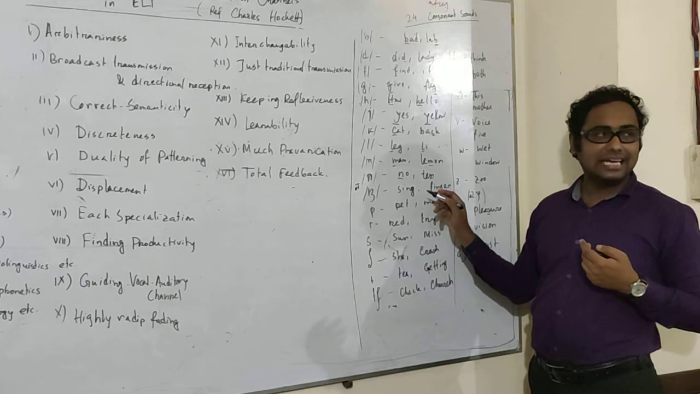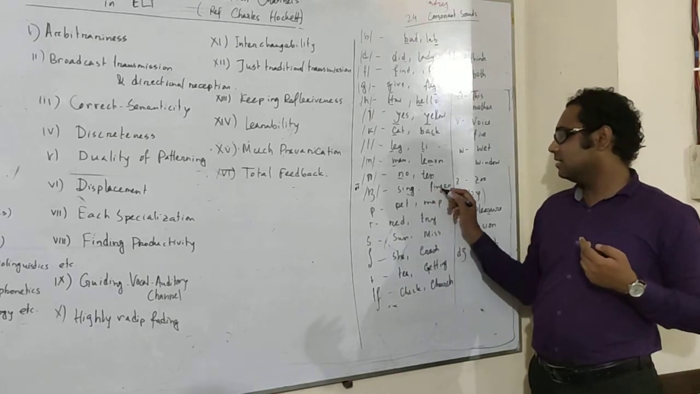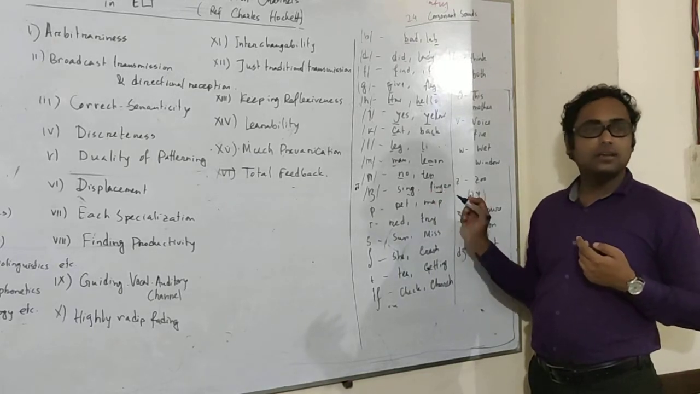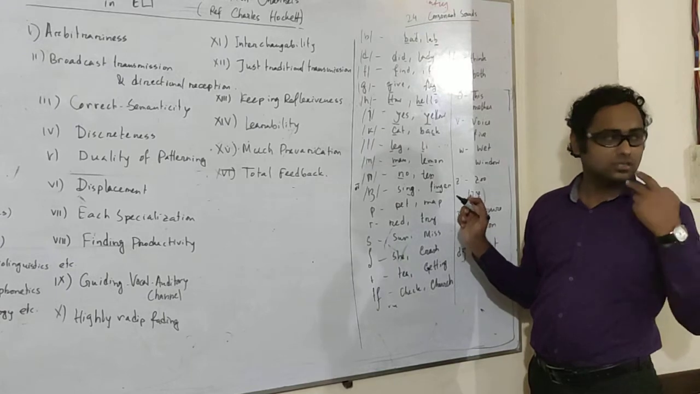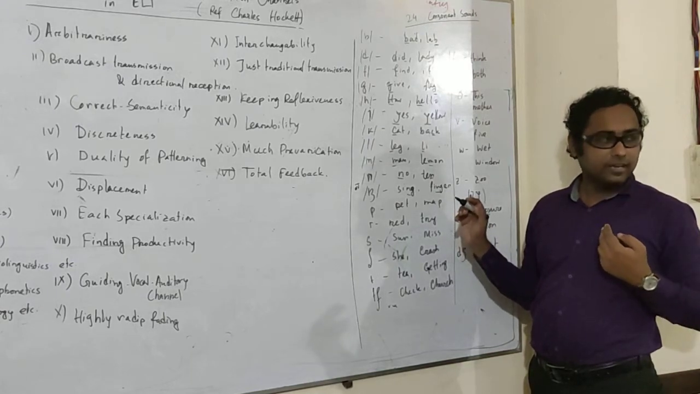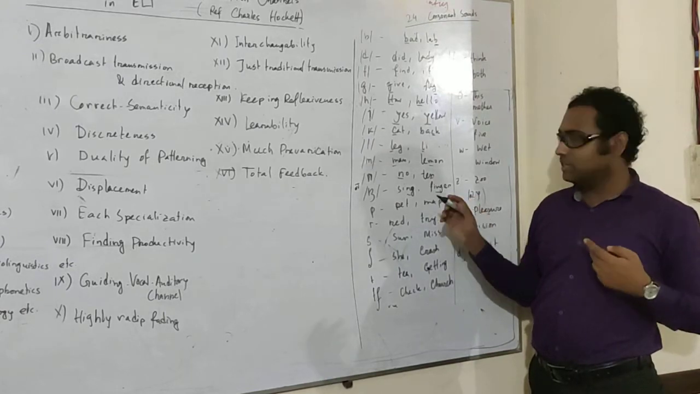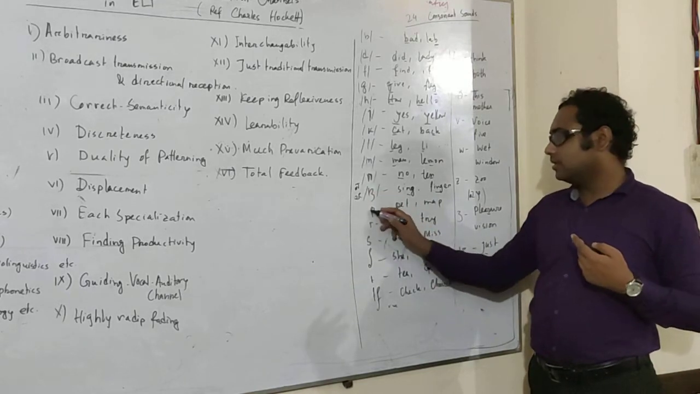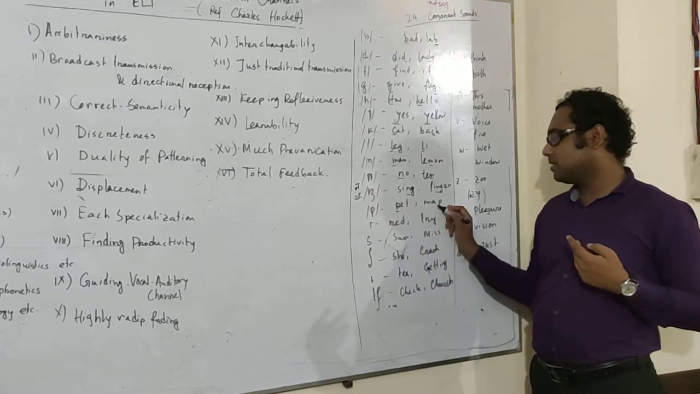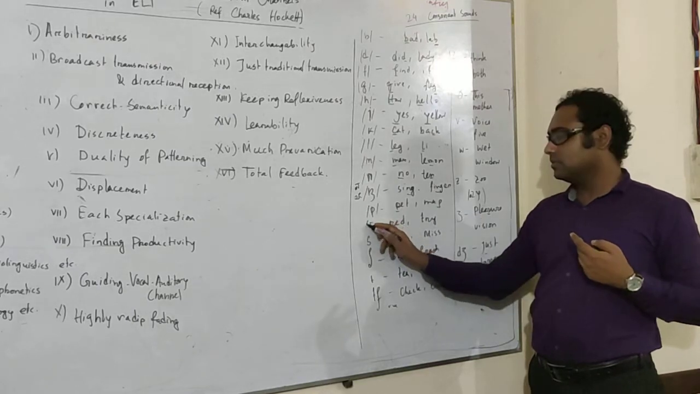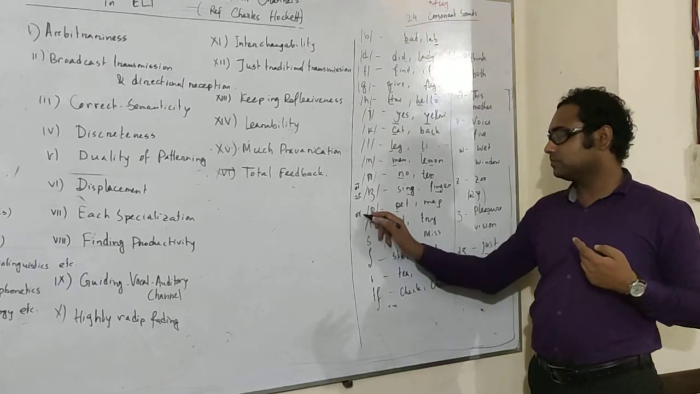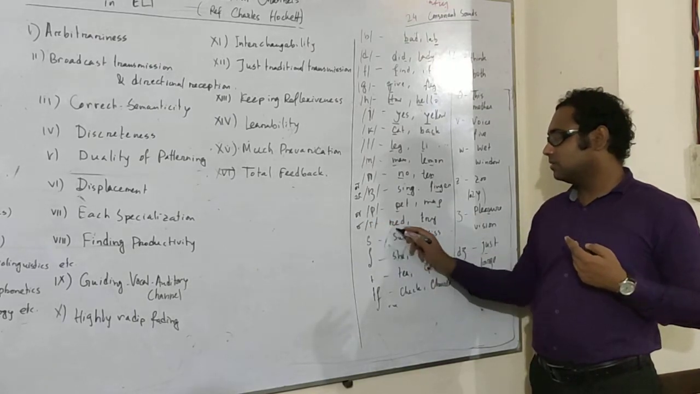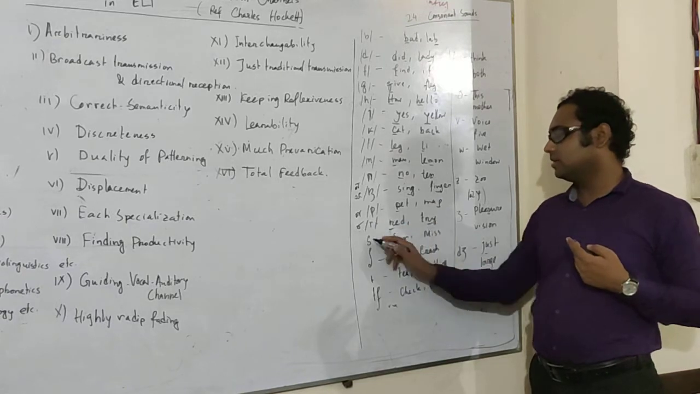Sing. Finger. Wrong. It needs more practice actually. P sound. Pet. Map. This is R sound. R. Red. Try.